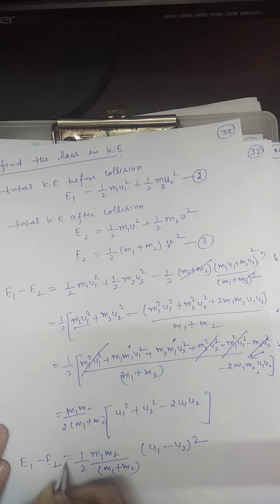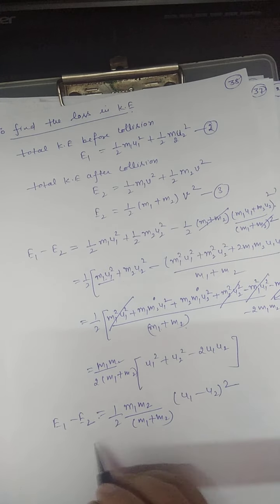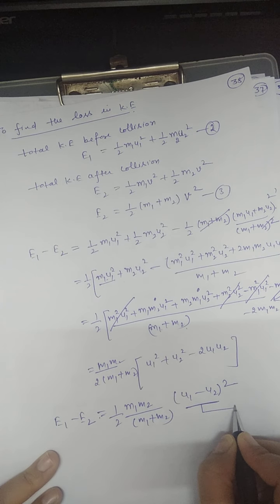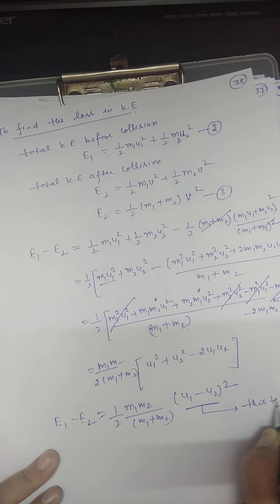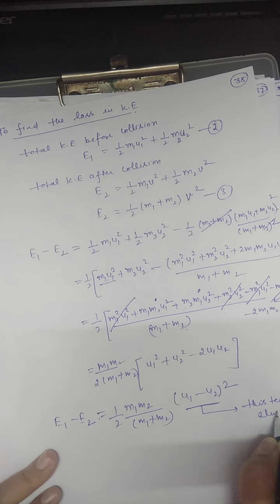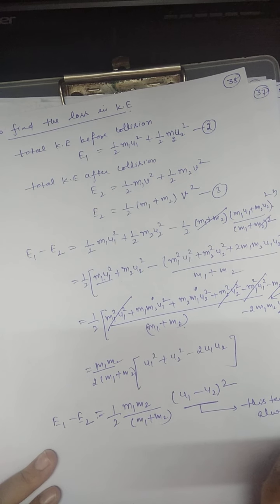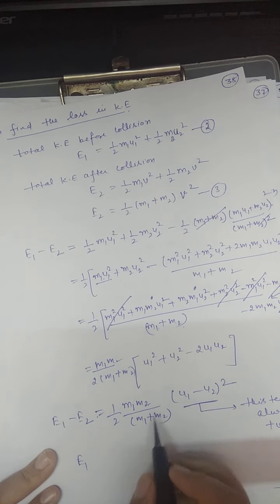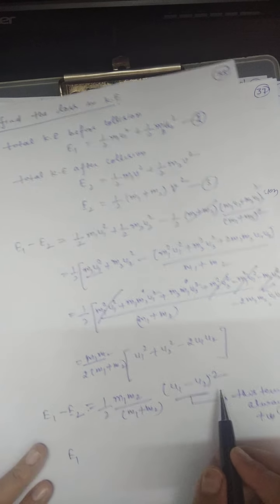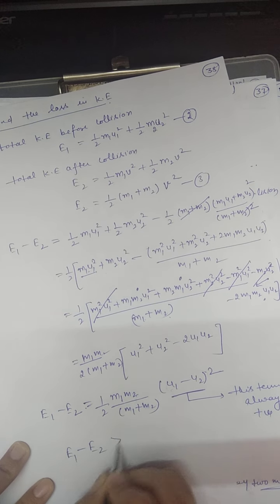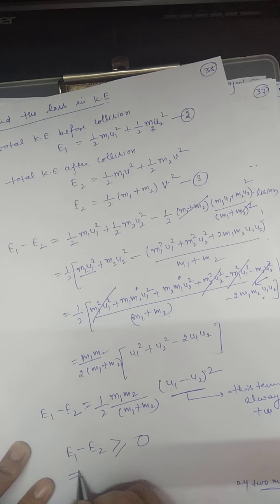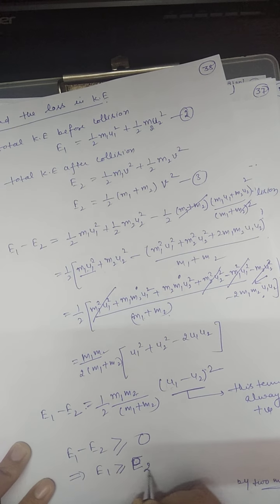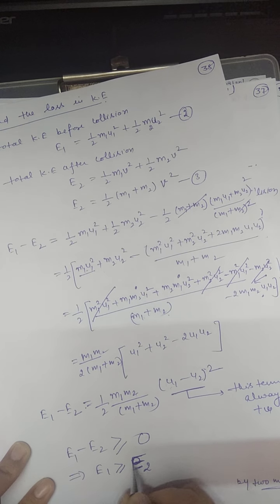E1 minus E2. This is what we calculated, E1 minus E2. Now what is this? This is a perfect square, this term is always positive, this term is always positive. When this term is always positive, this means E1 minus E2 can never be negative, m1 never be negative, m2 never be negative. If it is negative, then what will its square become? Positive. This means E1 minus E2 is greater than or equal to 0. This implies, sorry, E2 if you bring it over here, E1 is greater than or equal to E2.